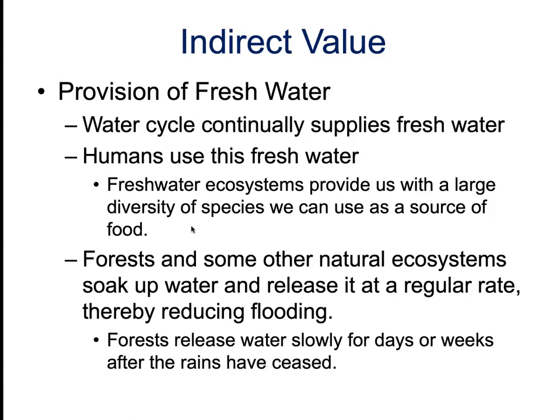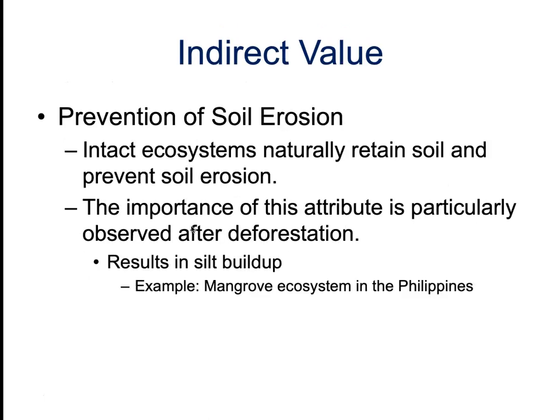The provision of fresh water. The water cycle continually supplies fresh water to terrestrial ecosystems. Humans use this fresh water in innumerable ways. Freshwater ecosystems provide us with a large diversity of species that we can use as a source of food. Forests and some other natural ecosystems soak up water and release it at a regular rate, thereby reducing flooding. Forests can release water slowly for days or weeks after rains have ceased.